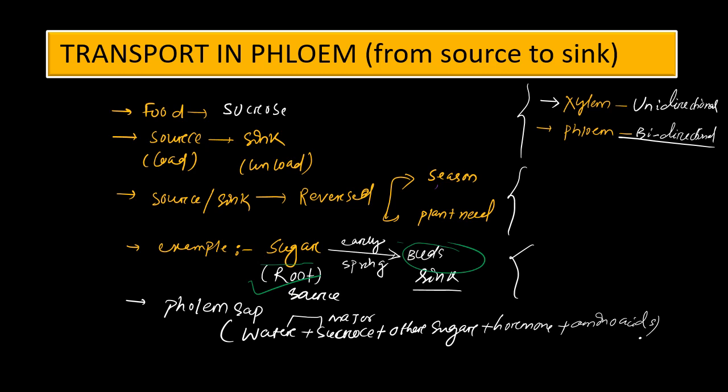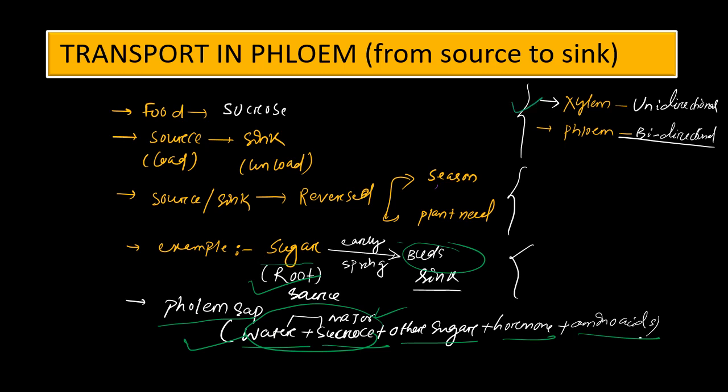sink. And the next concept, phloem sap. What is phloem sap? Phloem sap consists of water and sucrose. This is the major part, but it also contains other sugars, hormones, and amino acids. If any question is asked, we must consider that phloem sap is mostly water and sucrose, but it also contains sugar, hormone, and amino acid.